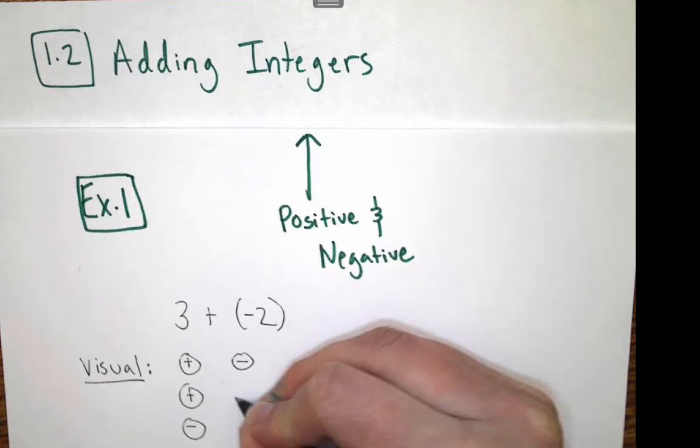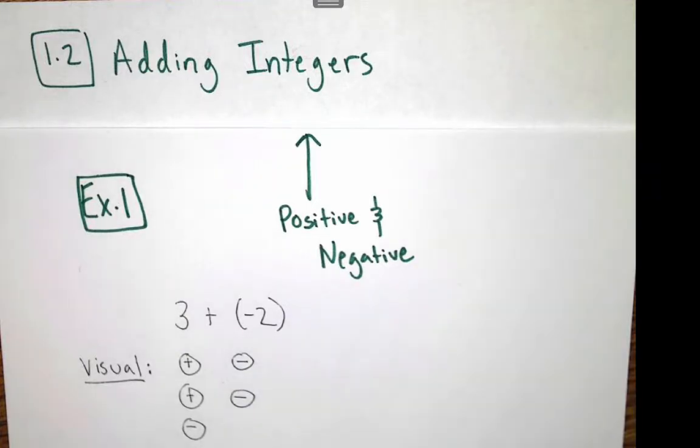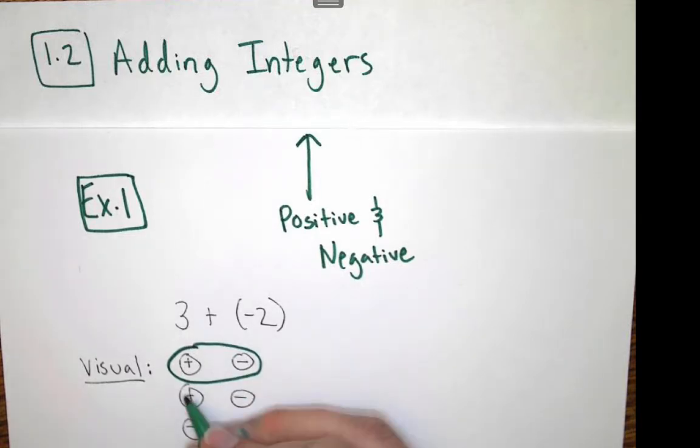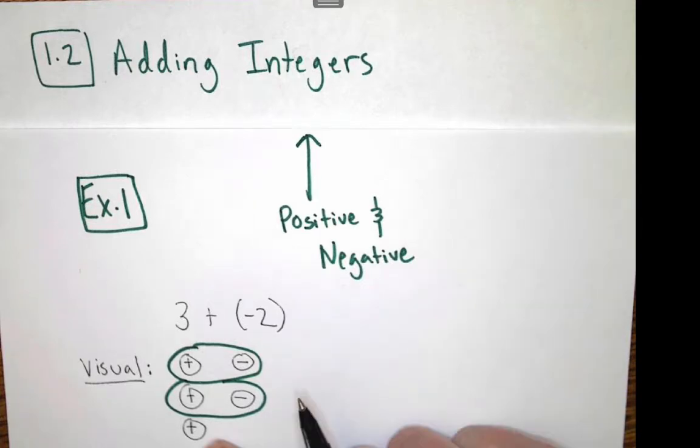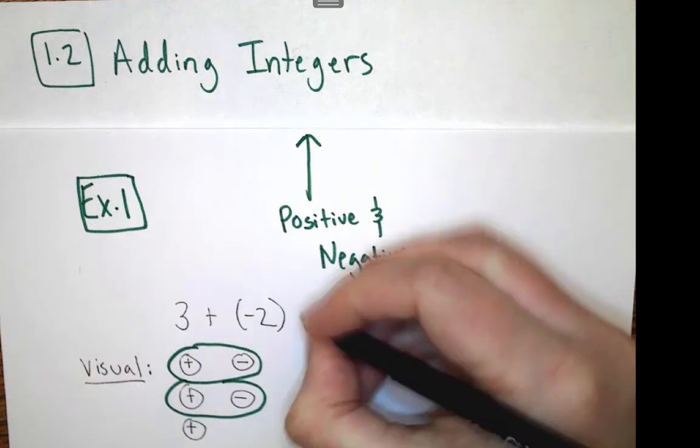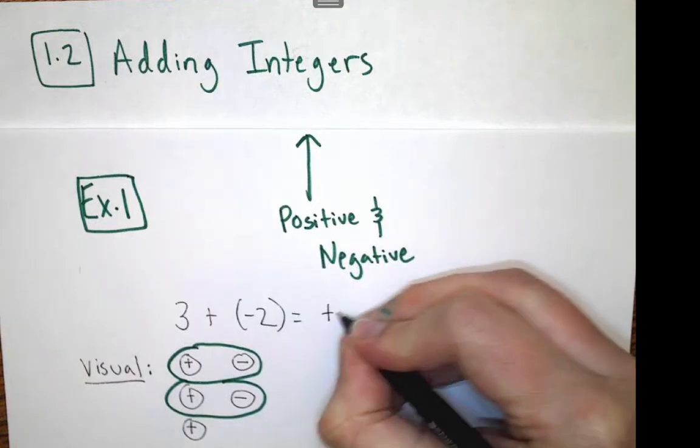1, 2. And something we know about positive and negative numbers is that if you have one of each and you bring them together, they make 0. So that really is the same as 0, and so is this. So if you look really closely, you'll notice that the only thing remaining is that one positive. So my answer is a positive 1.